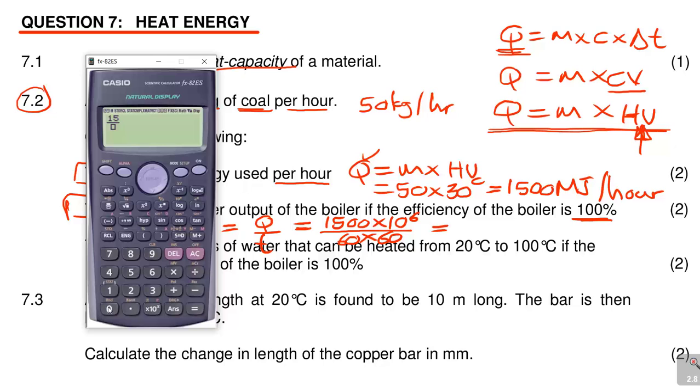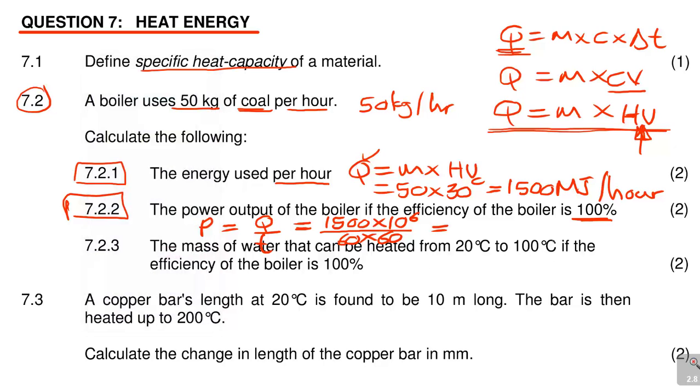So this is 1,500 times 10 to the power of 6. And then remember, I'm dividing by 60 times 60. This is changing an hour to seconds, which gives 416,666,667. So if I write it properly, it's 416,666,67. Remember, power is measured in watts. Or you can use joules per second, they will still give you correct marks, because time is measured in seconds and Q is measured in joules.